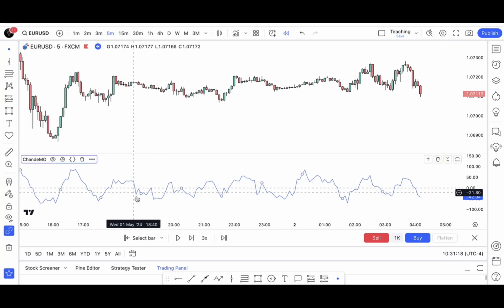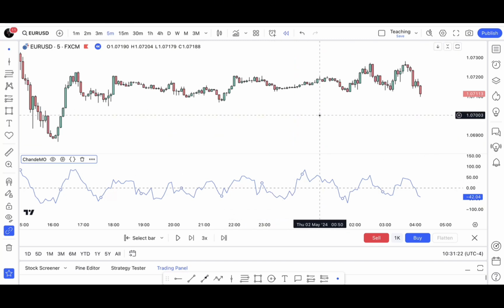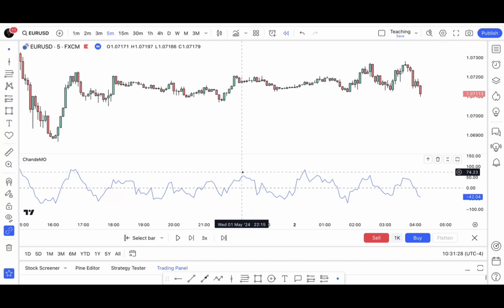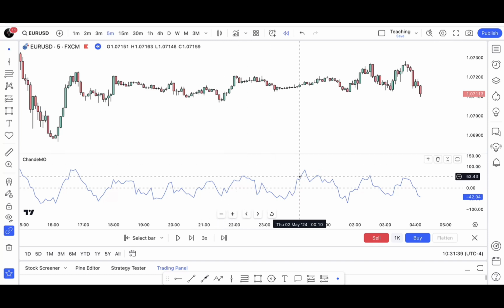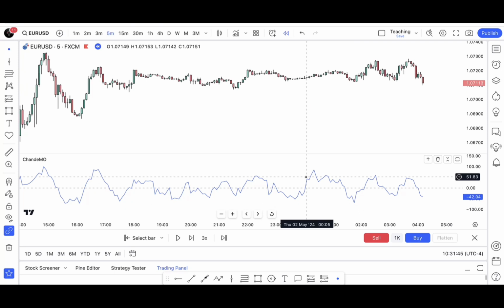Okay, this is the Chande Momentum Oscillator. It's typically located below the chart, and it really works very similar to RSI, as it shows the market momentum. When the Chande is positive, the market momentum is bullish, and when it's negative, the market momentum is bearish.